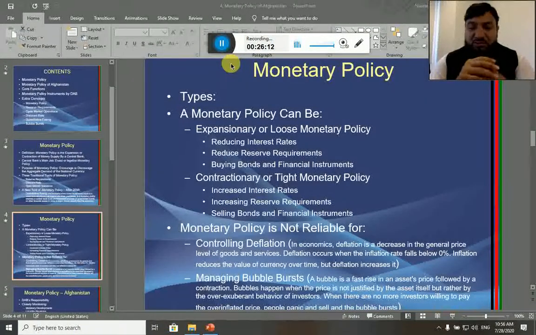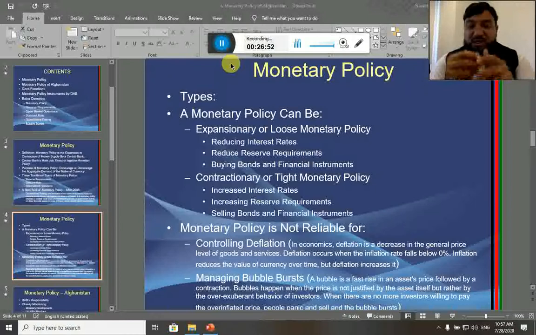So deflation occurs when inflation is below 0%. Inflation reduces the value of the currency over time, but deflation increases it. Definitely, when there is a general decrease in the prices of goods and services, we call that situation deflation. Now, in such situations, monetary policy may not work.